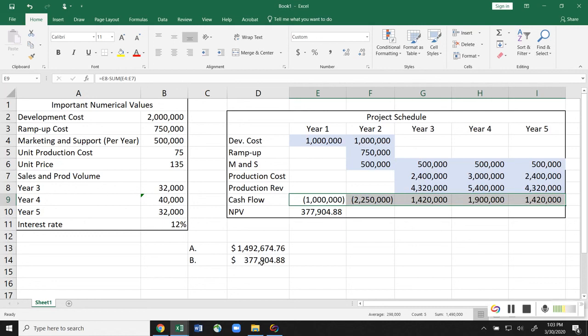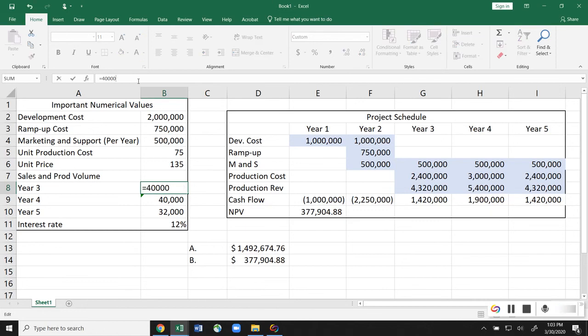So by 377,000 bucks. So let's go and say, assuming our original values, so we'll get rid of these 0.8s. All right, so 40, 50, and 40 again, and then part C.